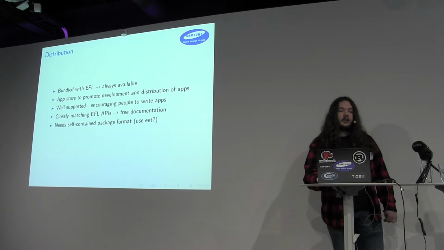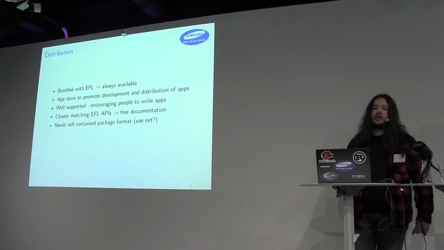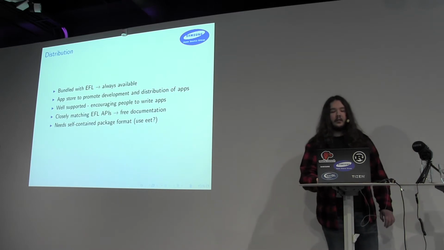We need a self-contained package format, which we're going to introduce. EET is our binary encoder thingy, which is used to, for example, encode Edje files. So we could use it here too.